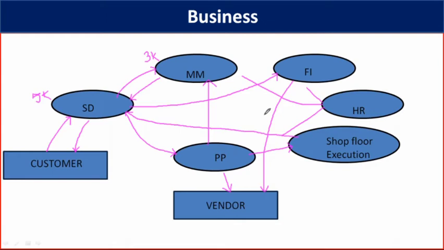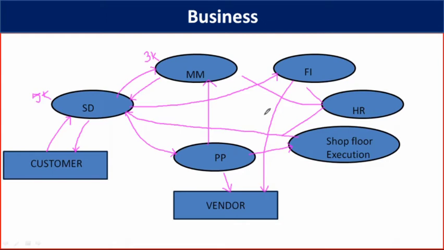So MM is a separate course, SD is a separate course, PP is a separate course, FI is a separate course. Like that, we have 70 plus modules in SAP. But the core modules are MM, SD, FI. These 5-6 modules are there in every project. These modules are compulsory.